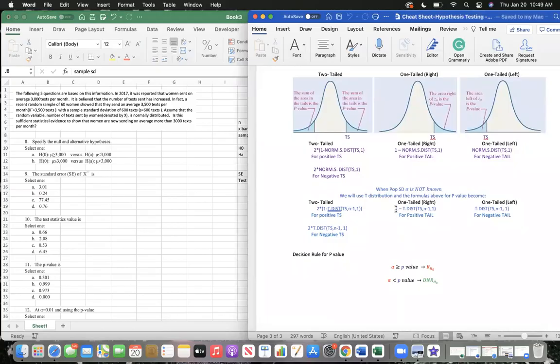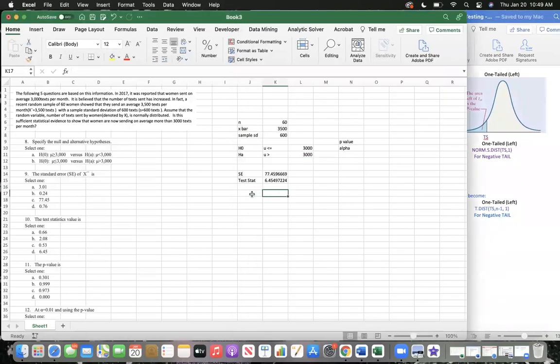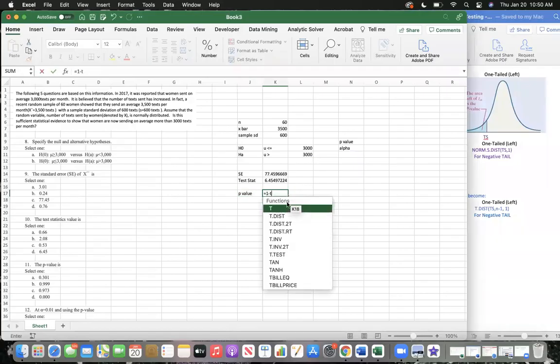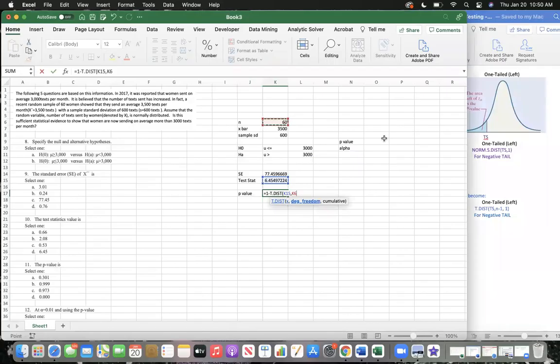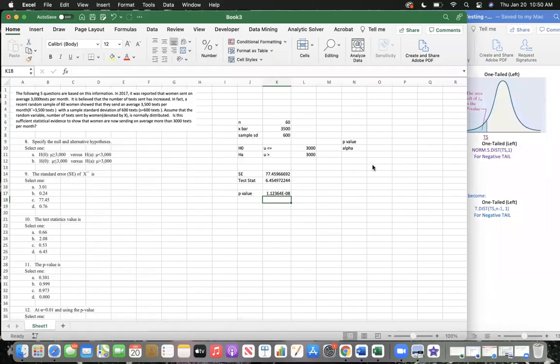So we're going to be doing 1 minus t dot dist, test statistic, our degrees of freedom, which is n minus 1, comma 1. So let's do that. This is going to give us our p-value. So it's equals 1 minus t dot dist. Our x is our test statistic. Our degrees of freedom is n minus 1. And we just do 1 or true. And there's our answer.